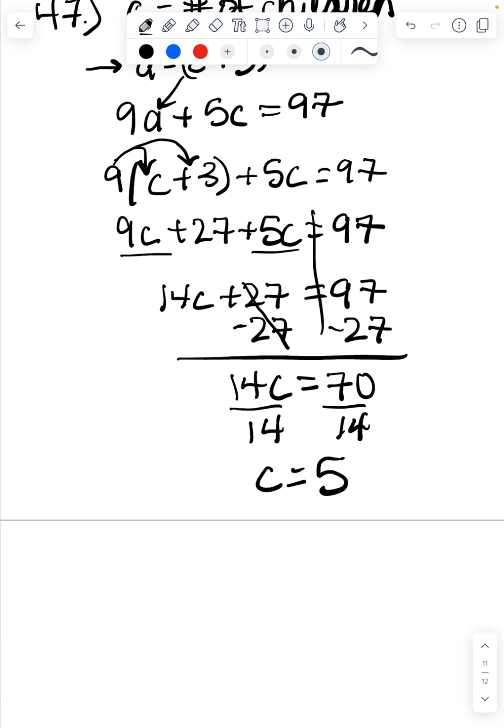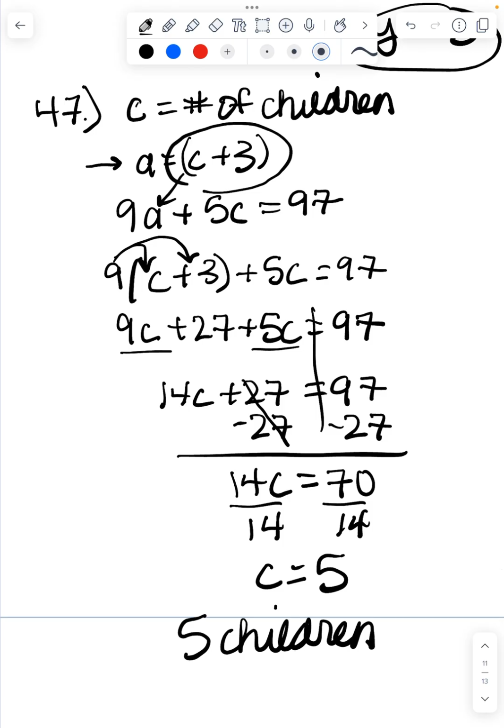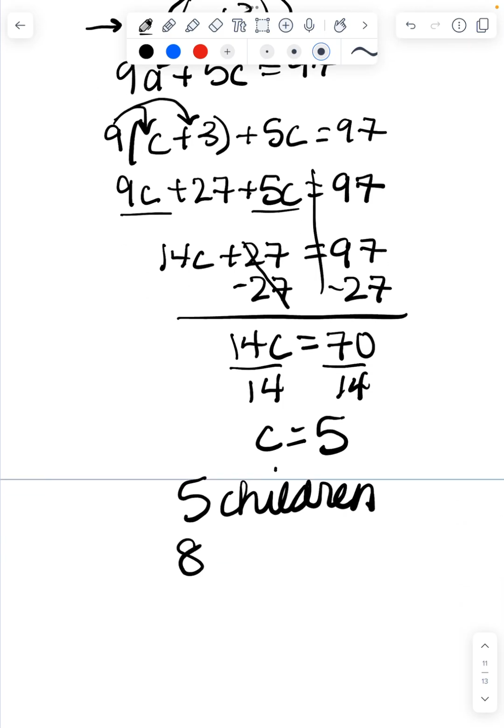Let's just make sure we answered the question. How many of each are in the group? So this means we've got 5 children. And the adults we discovered up here was children plus 3. So that means we have 8 adults.